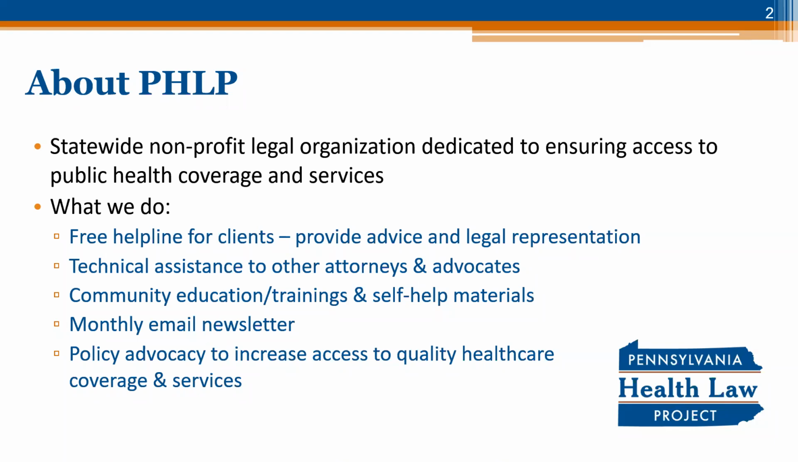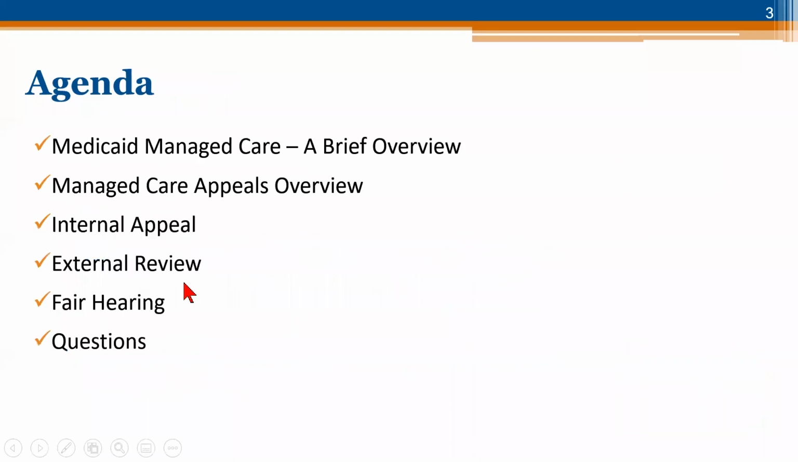Obviously, we look at whether or not there are other resources available too when making those decisions. We also provide technical assistance to other attorneys and advocates, so anybody who is listening in can get technical assistance. We do community education, training, and self-help materials, and the self-help materials are available on our website. We have a monthly email newsletter that provides updates on health law news. So a lot of updates on what's going on with Medicaid. During COVID, it's been a lot of updates on what policies have been put in place during COVID. And we also do a substantial amount of policy advocacy with the state and sometimes even with the federal government to increase access to quality healthcare coverage and services.